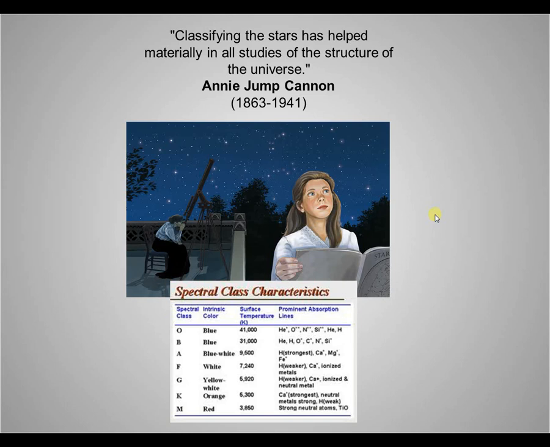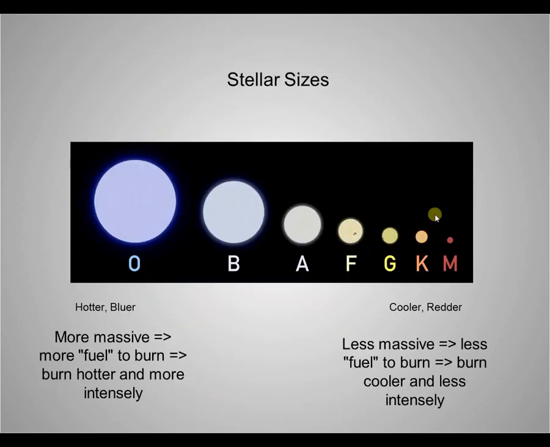So O stars turn out to be the hottest and the bluest stars, and also the largest stars that you'll see. So O is our hot blue large category. M is our tiny red category, and that's what we were seeing here below.